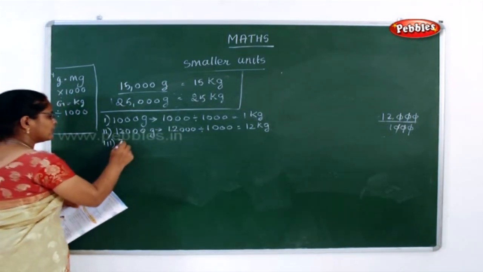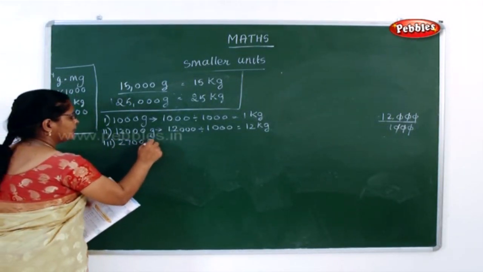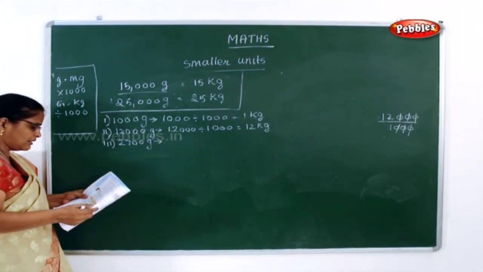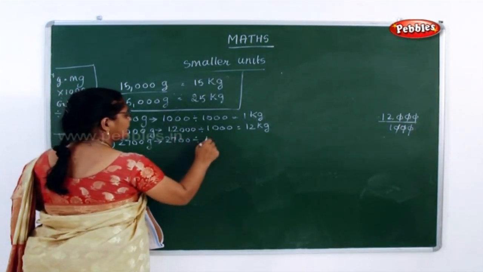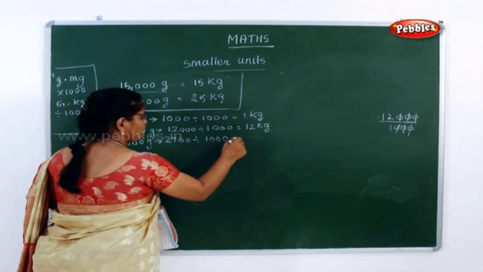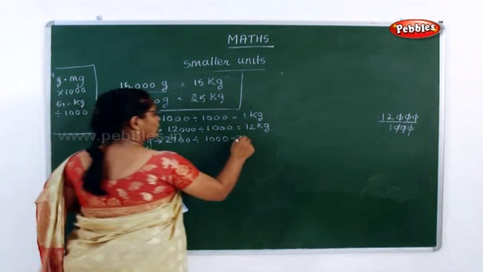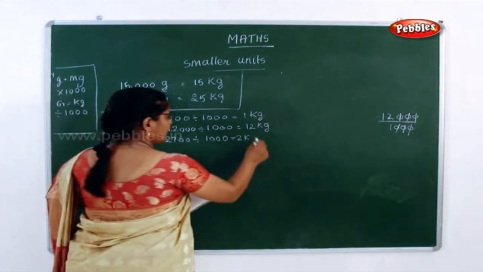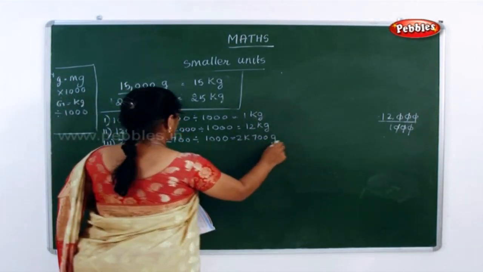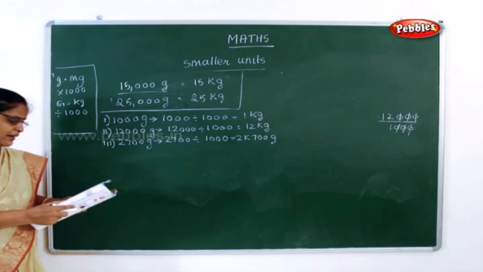Now next one, they have given 2,700 gram. Now how will you do this? Again the same way, 2,700 divided by 1000. Now what is the answer you get? You get 2 kilo. You can't write 27 kilo. You have to write 2 kilos and 700 gram. It is 2 kilo and 700 gram.